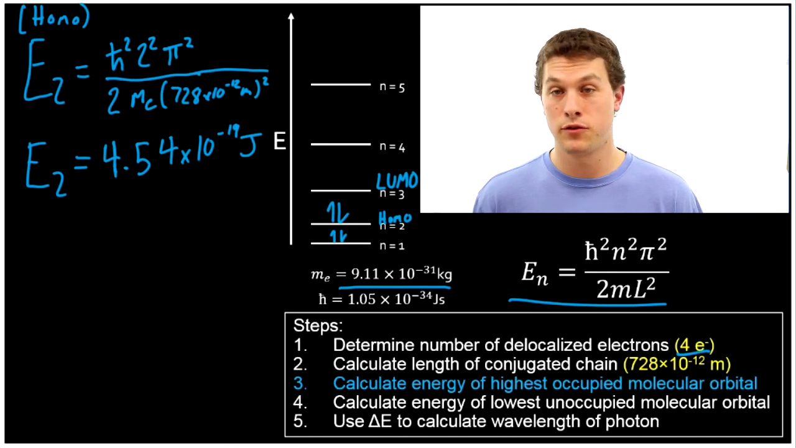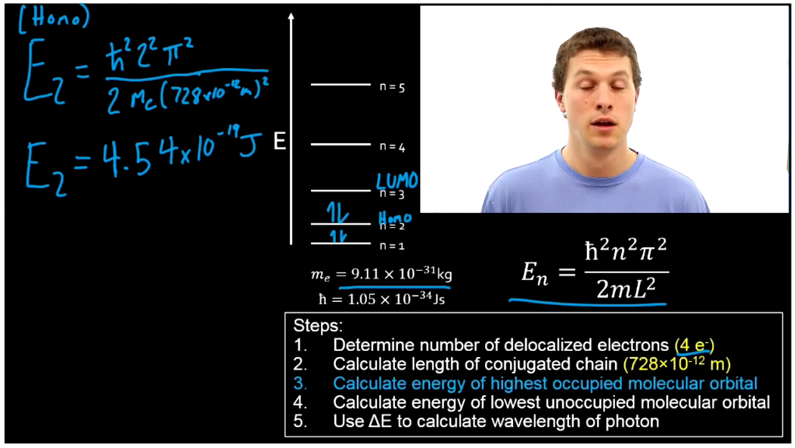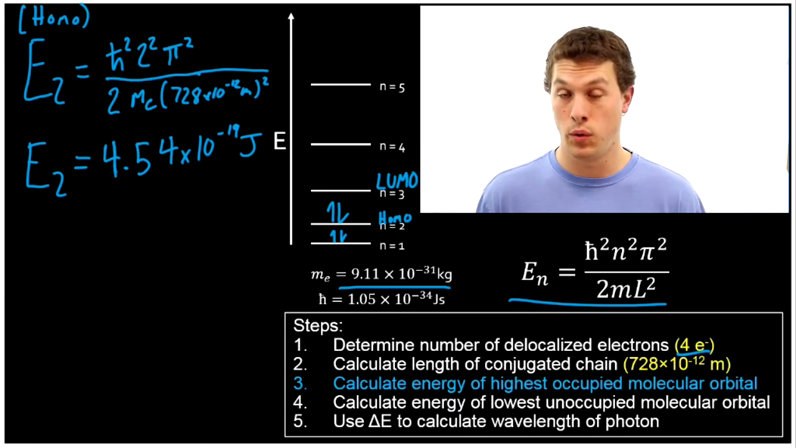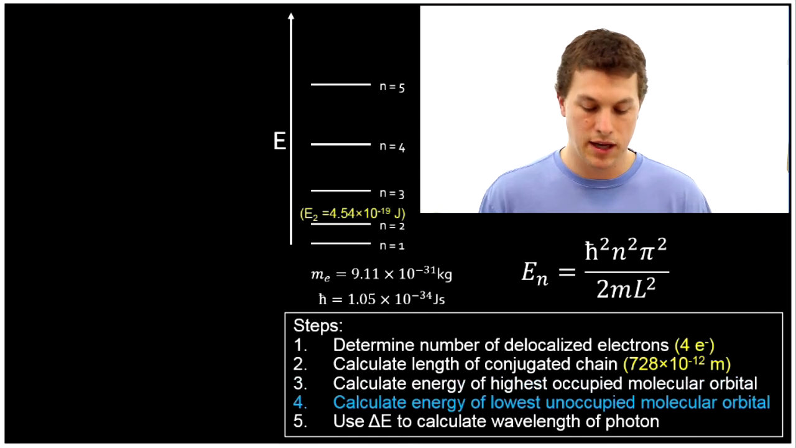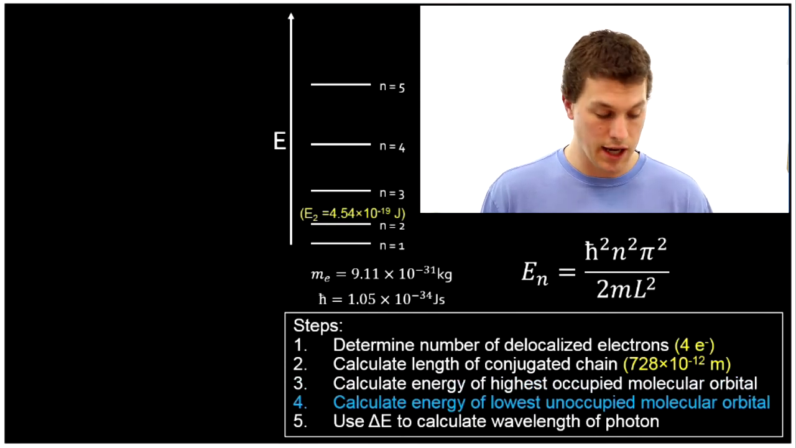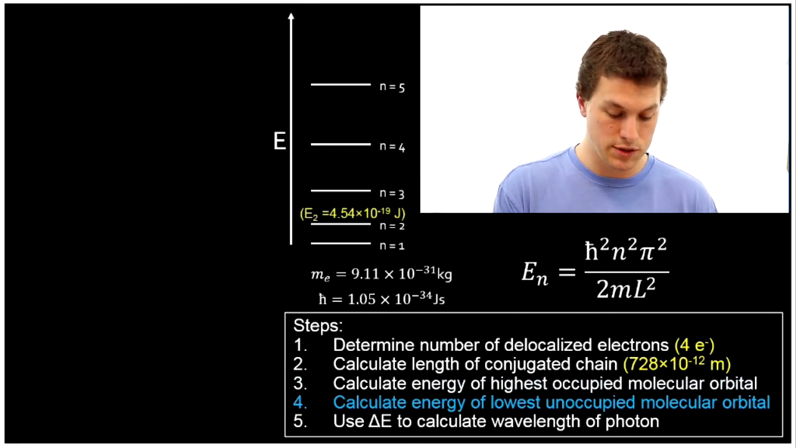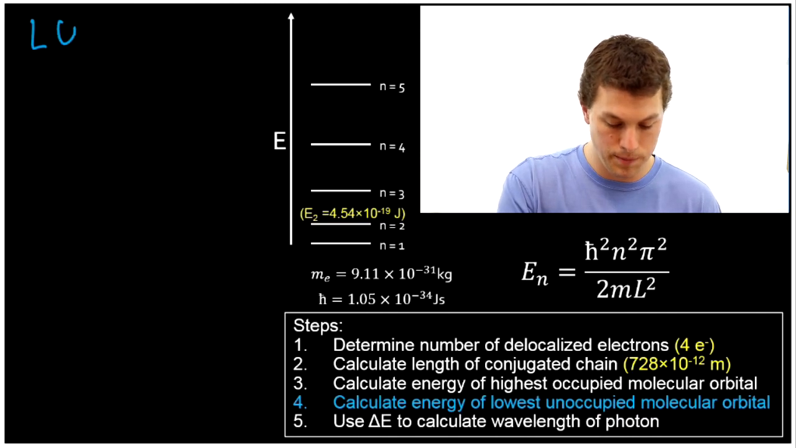So it's not uncommon to screw something up and get out 10 to the minus 30, or to screw something up and get out 10 to the minus 10. Those are both ridiculously high or low. You want something right around an electron volt in terms of energy, which is a 10 to the minus 19th. All right, so I'm going to write down and record the energy of my highest occupied molecular orbital. And in the next step, I'm going to calculate the energy of my lowest unoccupied molecular orbital, which is n equals 3. So my LUMO is for n equals 3.